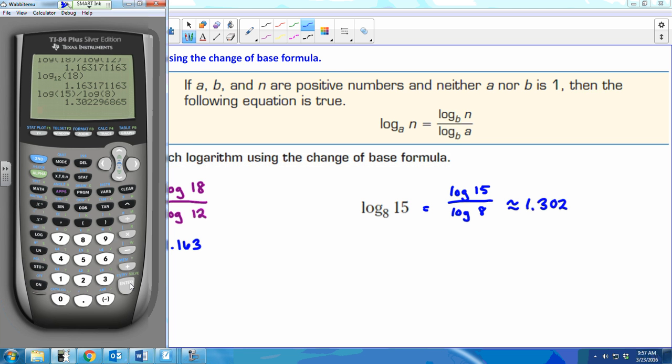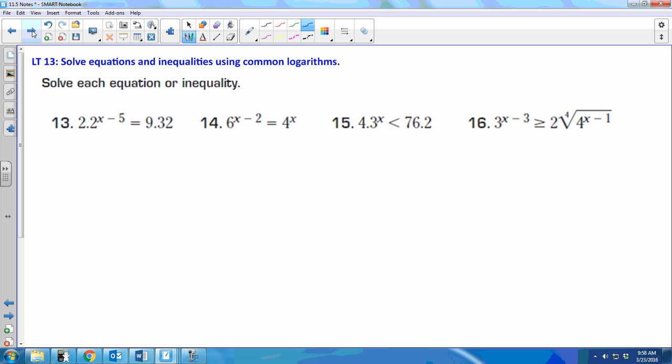Okay. Well, then in learning target 13, we're actually learning something today besides use your calculator. So in learning target 13, we're solving equations and inequalities using common logs. We've solved equations and inequalities so far in this unit a few times, right? We solved them when we had exponential functions on the first quiz. We had variables in the exponent, so we could rewrite all the numbers with the same base, and then we could just set all of those equal to each other and solve, right?